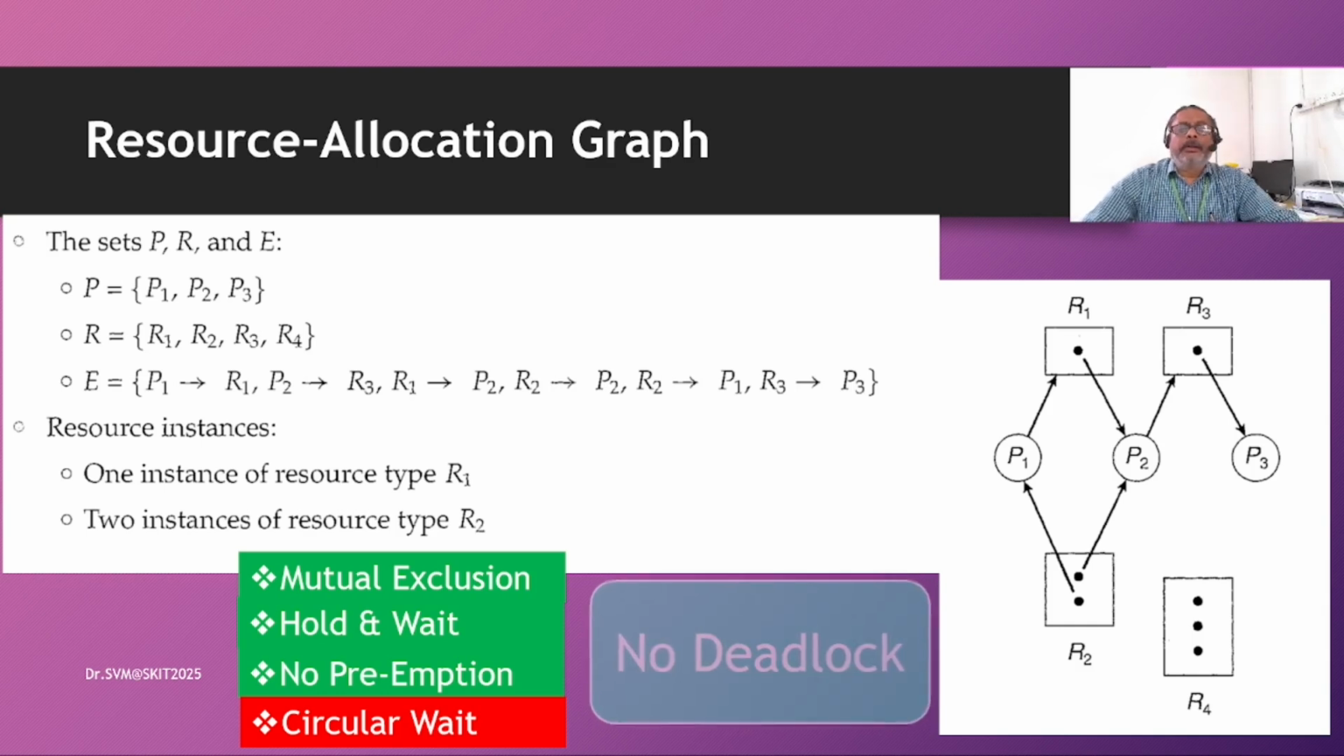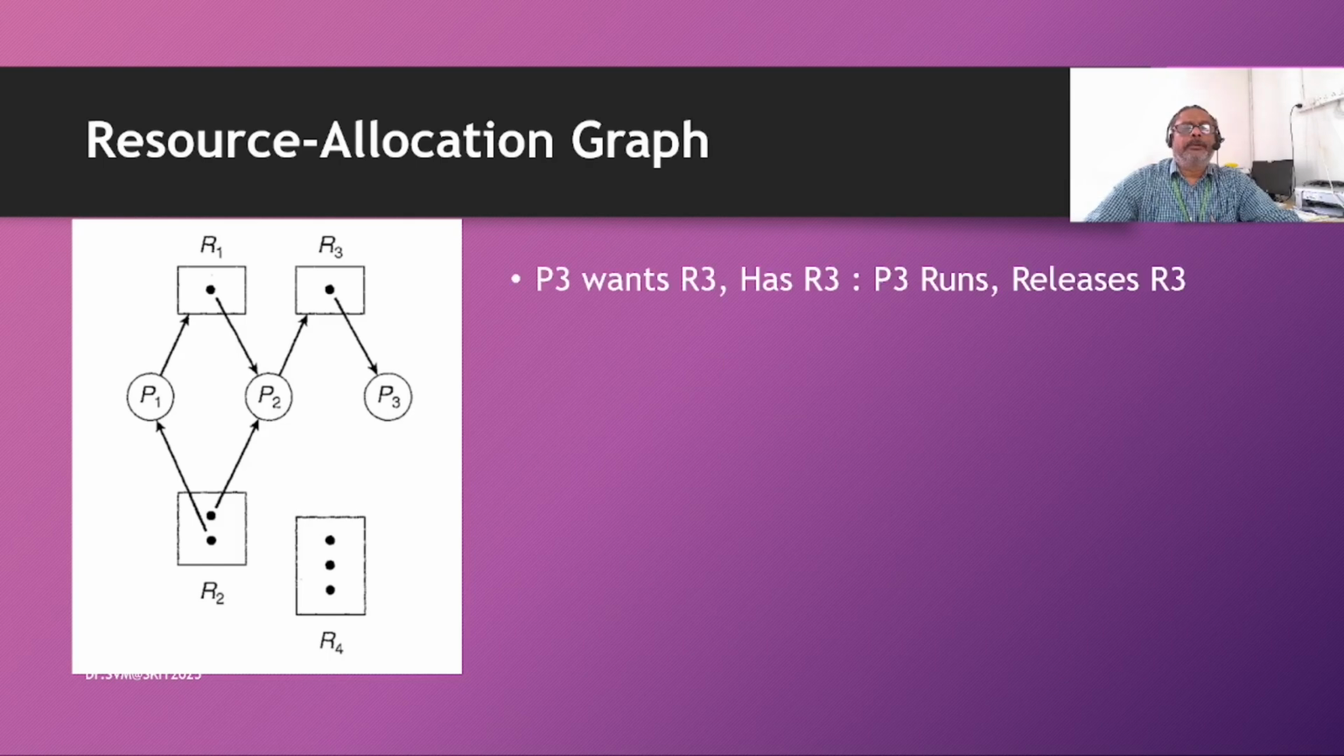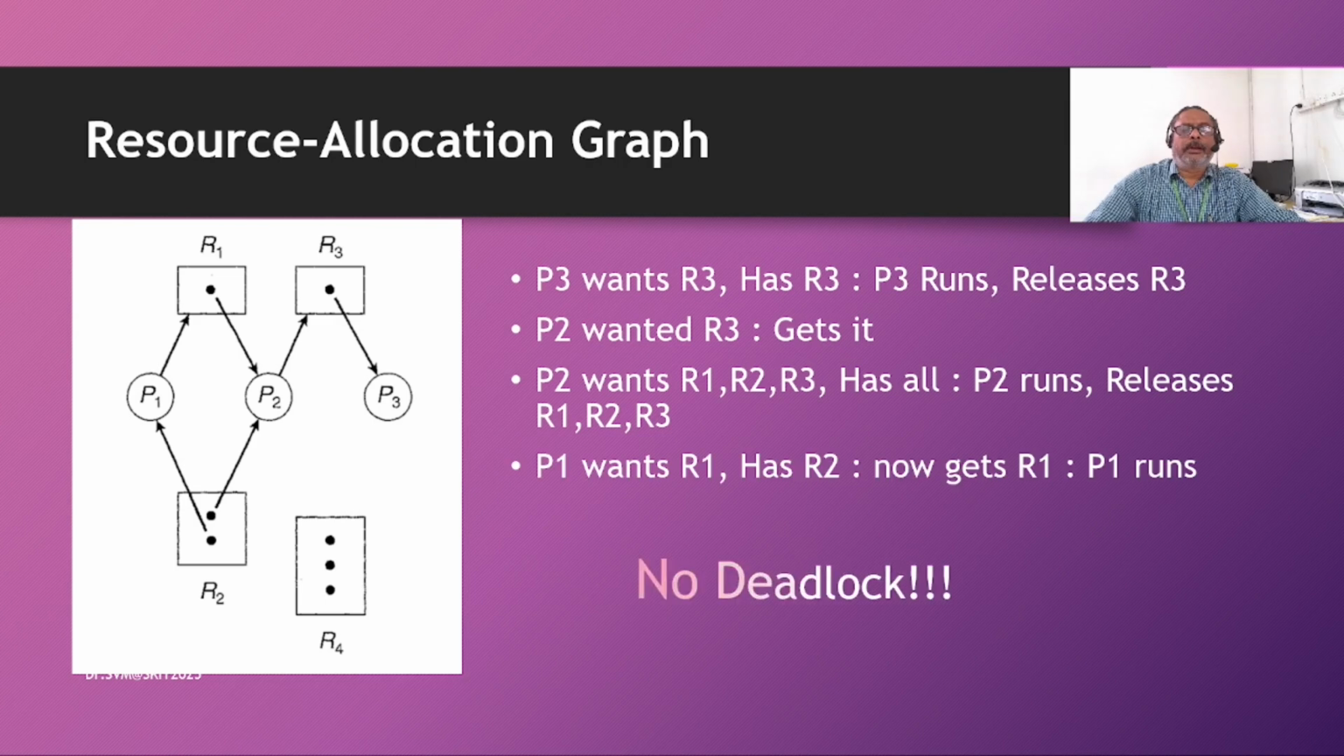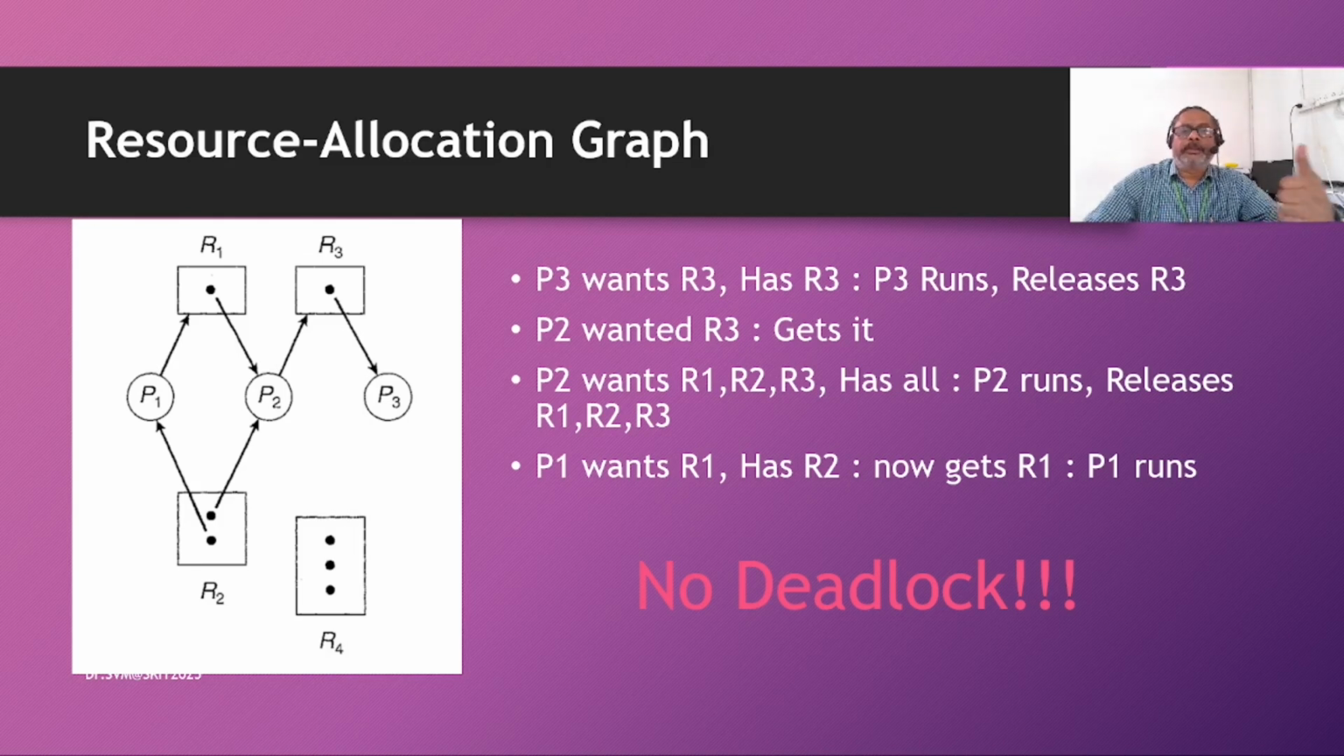So let's look at it more formally now. The same problem we are taking. P3 wants R3. It has got R3, therefore P3 will run and finally release R3, and that R3 was wanted by P2 and it will get it. So P2 now has R1, R2, R3 all, so P2 will run and then release all three, and then P1 gets R1 and it will run too. So P1, P2, P3 all three are run, hence there is no deadlock.